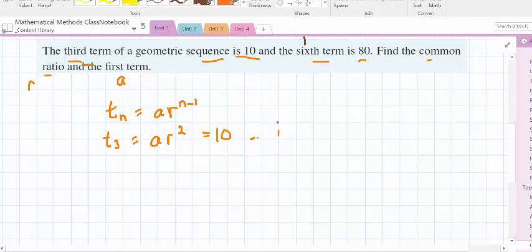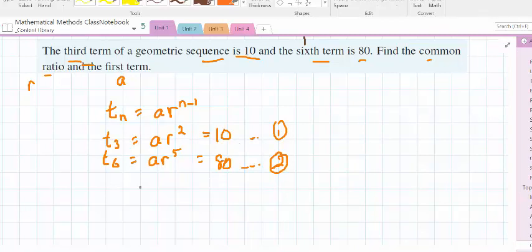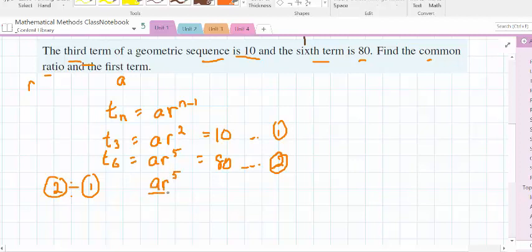And we've got the next bit of information, the sixth term is a r to the power 5, and that's equal to 80, so we have equation 2. Okay, so we divide equation 2 by equation 1. In other words, if we want to find the relationship between a r to the power 5 compared to a r squared, we need to check the same relationship with the right hand side, so that would be 80 over 10, or 8.